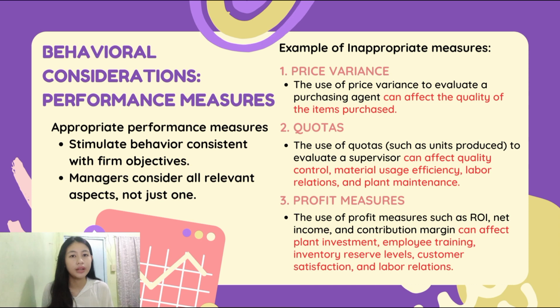Last example of inappropriate measures is the profit measure, which can affect the plant investment, employee training, inventory reserve levels, and customer satisfaction. In conclusion, an organization should put appropriate performance measure in place so that it will really check and validate the performance of the organization.